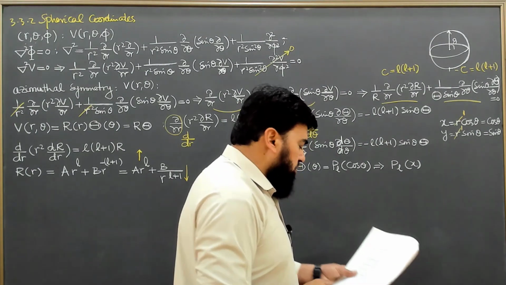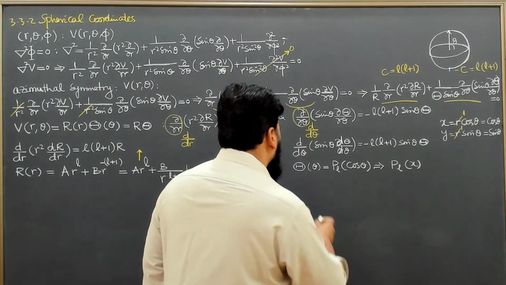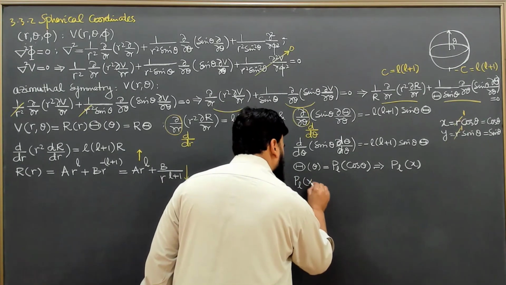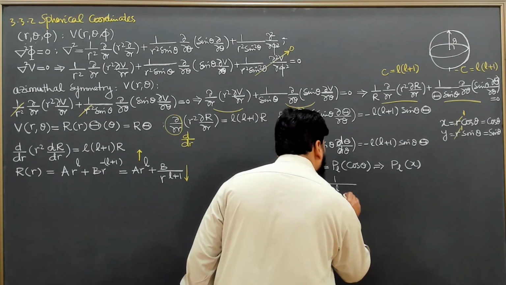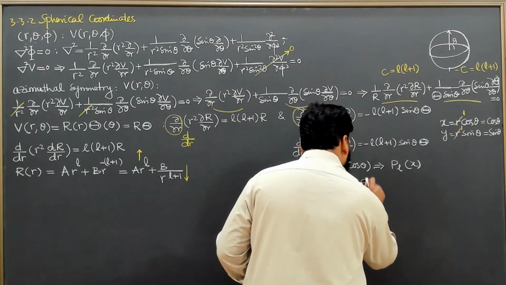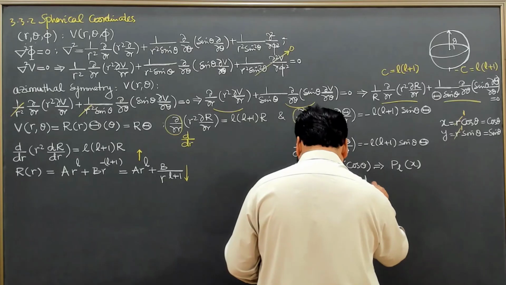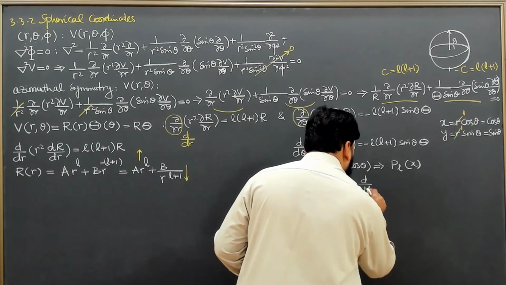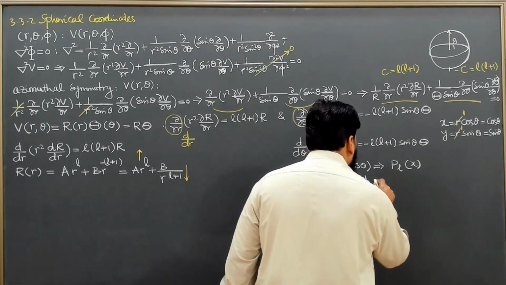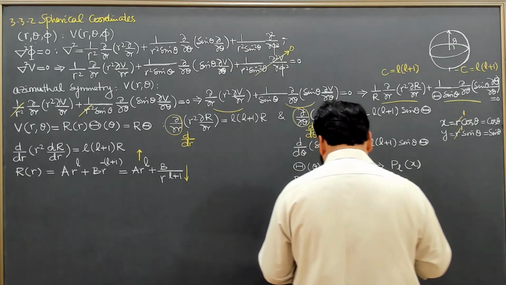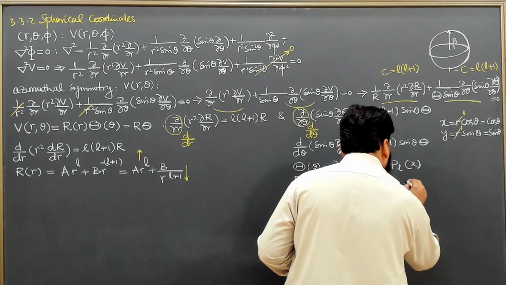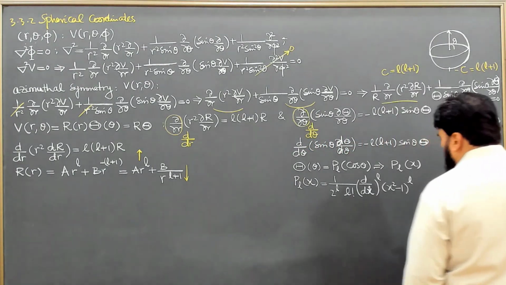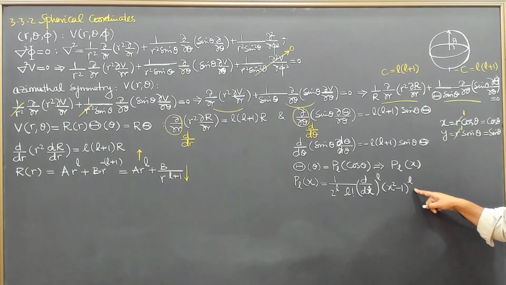And PL of x in the form of the Rodrigues formula, I can write that PL of x is equal to 1 over 2 to the power L and L factorial, d over dx, because I have to write this in the form of x, d over dx to the power L, meaning the order of the derivative is L, of x squared minus 1 to the power L. When these two parts are the same, it will give us a constant.